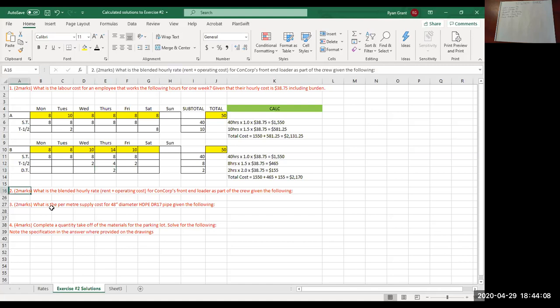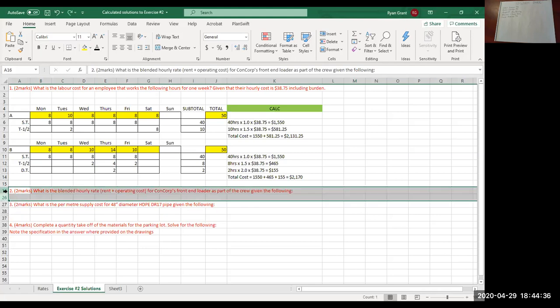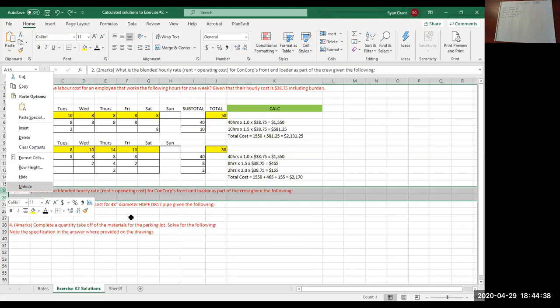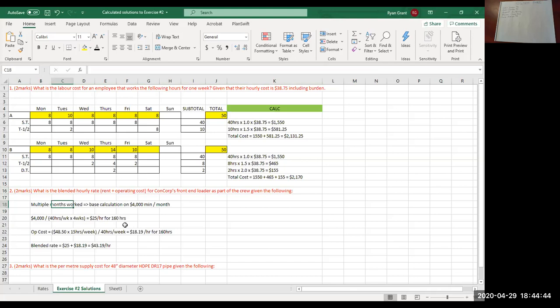Okay, so back to assignment 2. Question 2 was: what's the blended hourly rate, meaning the rental cost plus the operating cost, for Concorp's front-end loader as part of the crew that was given? Unhide. There we go. So the crew was working multiple months. There were 17 weeks, I believe the question said.